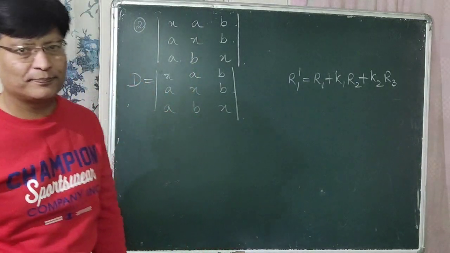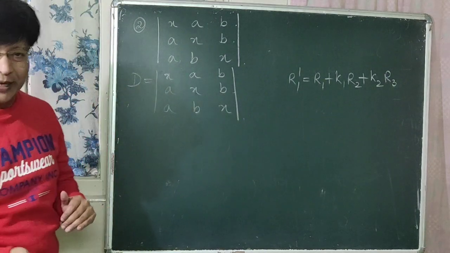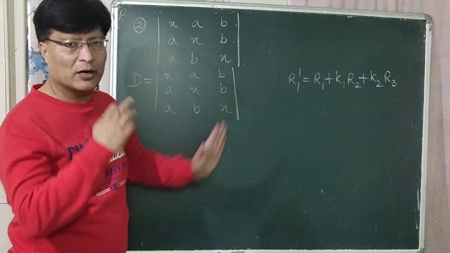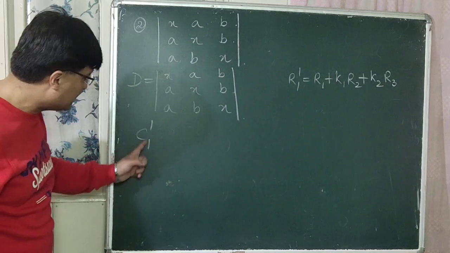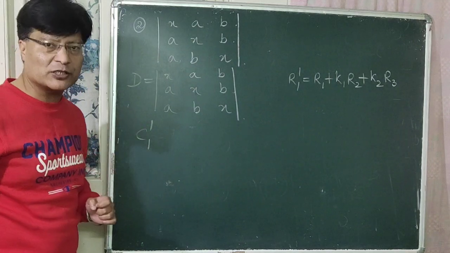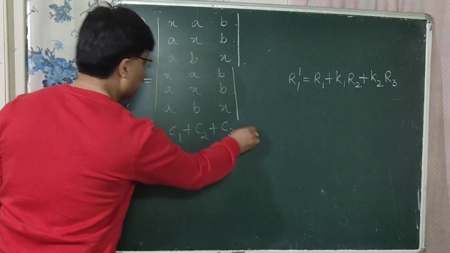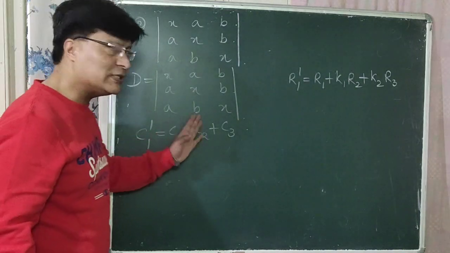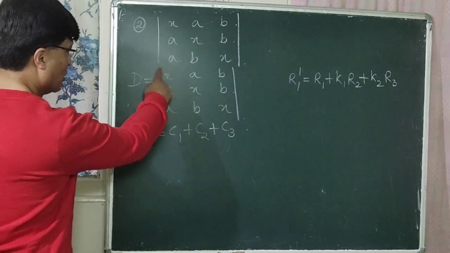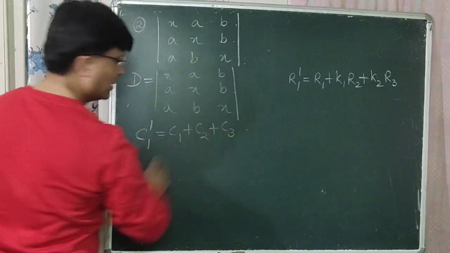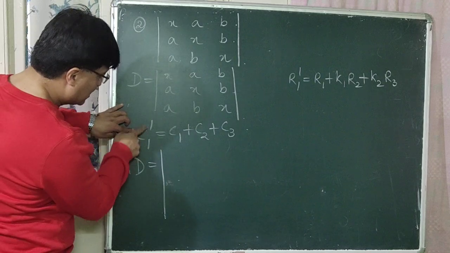But if we do R1 plus R2 plus R3, do we get the same element in the first row? Let us check it. R1 plus R2 plus R3 in row one: X plus A plus A, X plus 2A. Then A plus X plus B, then B plus B plus X, that is X plus 2B. But the elements in the first row are not the same. So we cannot use R1 dash is equal to R1 plus R2 plus R3.